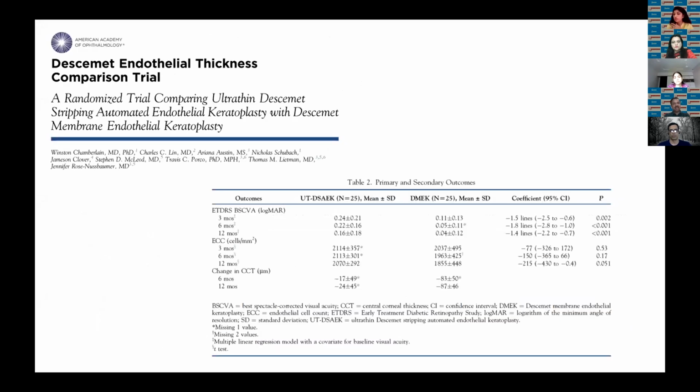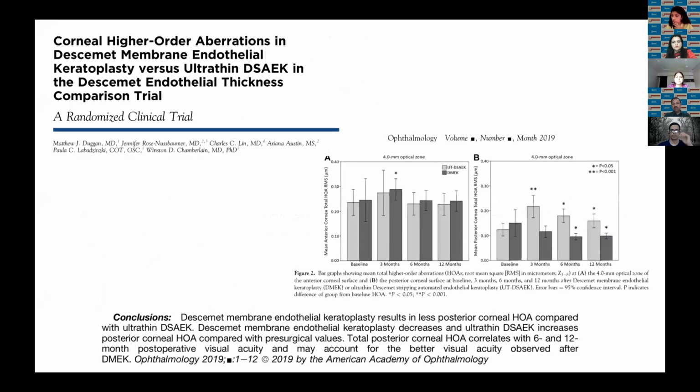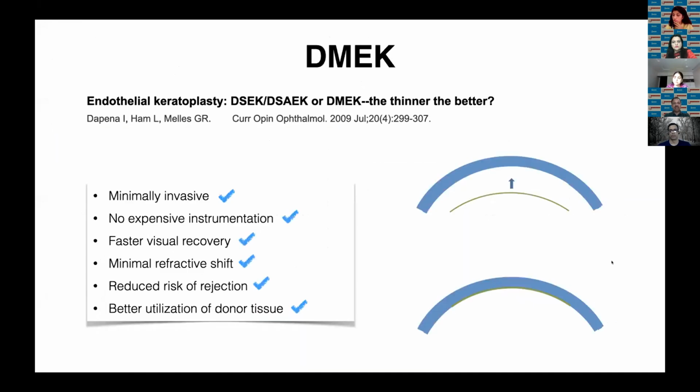Last year, Chamberlain published this randomized trial comparing ultra-thin DSEK and DMEK. And they found that still, up to the time period of 12 months, DMEK outperformed DSEK. And also for the induced higher order aberrations, they found that with ultra-thin DSEK, you had more posterior higher order induced aberrations. And that can also explain why the quality of vision was better with DMEK compared to DSEK.